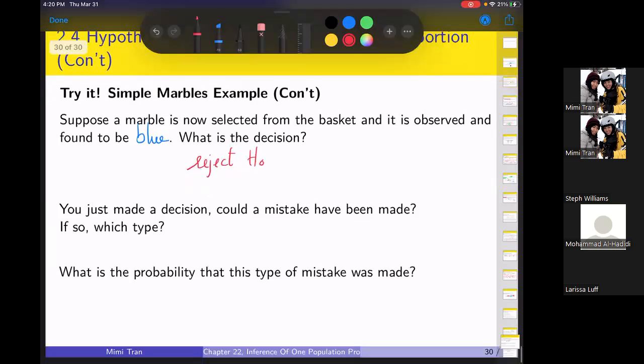All right, you just make a decision. Could a mistake have been made? Just say yes or no. No. What do you think, Max? Yes. Okay, yes, right? Because remember, this is just an estimate.